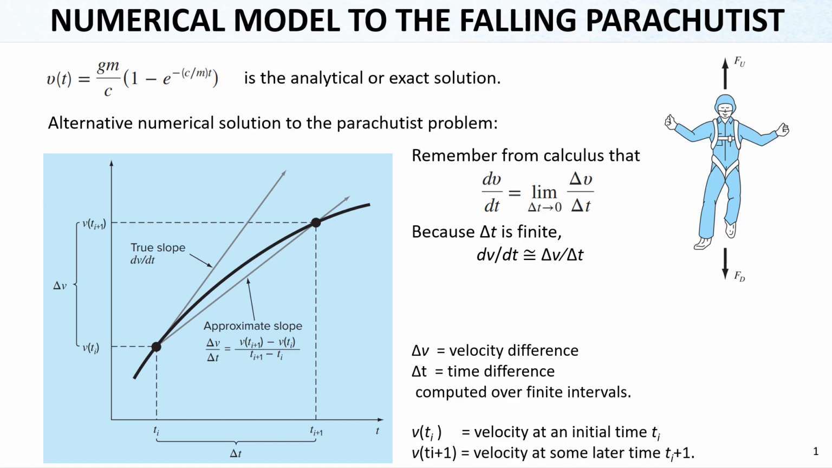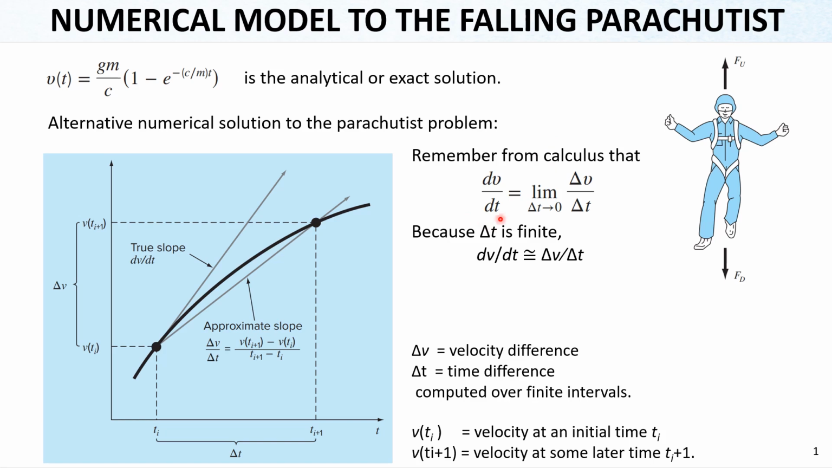So the results in the previous slides that we found were the analytical solutions. And now we want to approach this problem using a numerical method or a numerical model. So let's remember that this was our analytical or exact solution. To be able to have an alternative numerical solution to this parachutist problem, we will use some calculus knowledge.